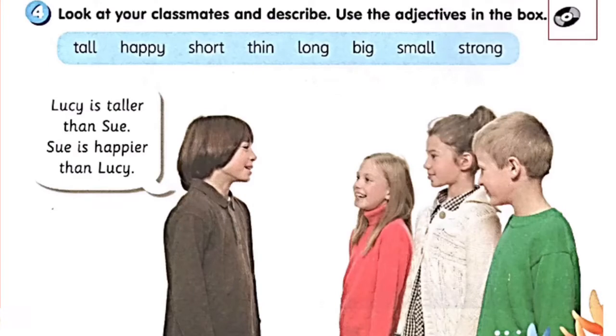Activity 4. Look at your classmates and describe. Use the adjectives in the box. Lucy is taller than Sue. Sue is happier than Lucy.